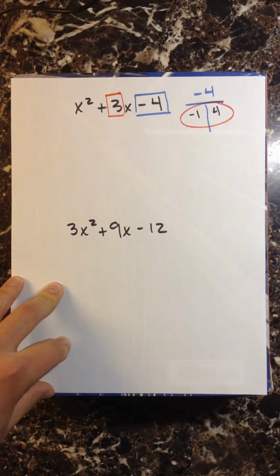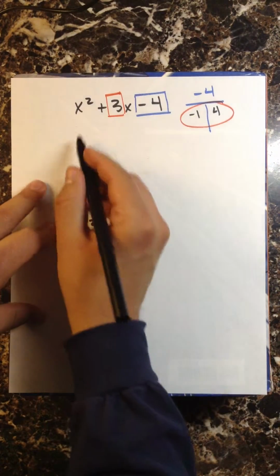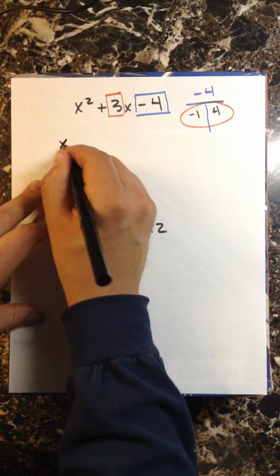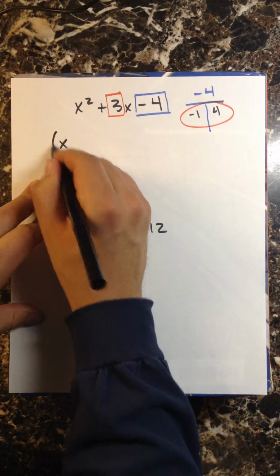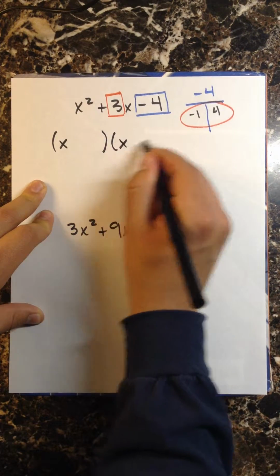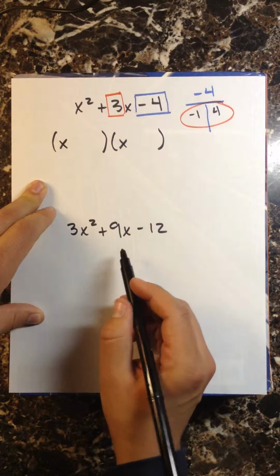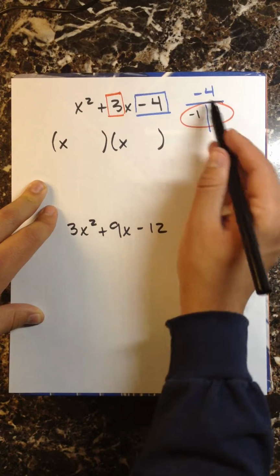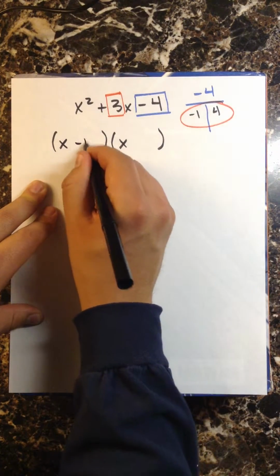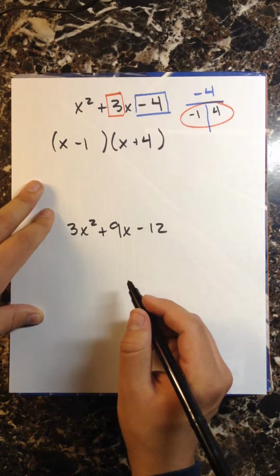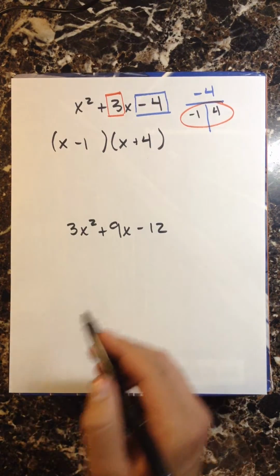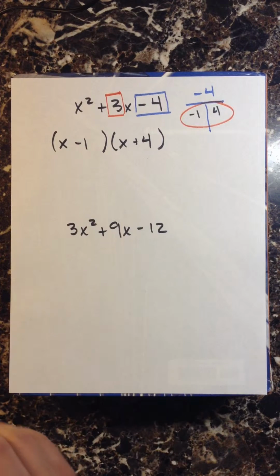So then all you have to do is write down two what we call linear factors. Linear meaning it's an x with no exponent. So x and x. And we'll just plug in our factors of -4. So we'll have x minus 1 and x plus 4. And that's it for that one. Pretty easy, pretty simple. You could check from there if you wanted to, but you guys should have that one, so I'm not going to waste our time there.